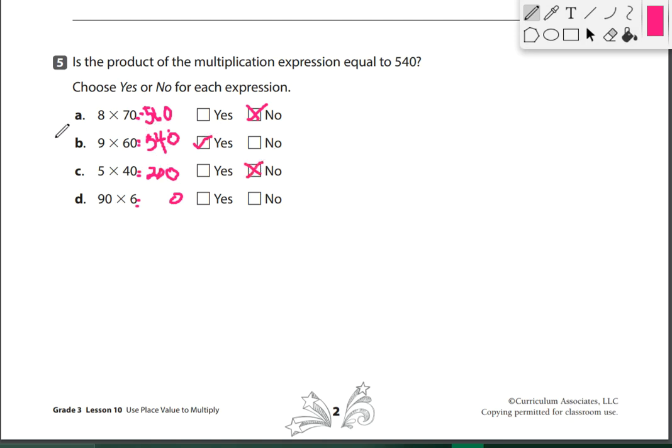And 90 times 6. Wait a minute. Look what they did. They tried to be sneaky. We already found the answer to this.